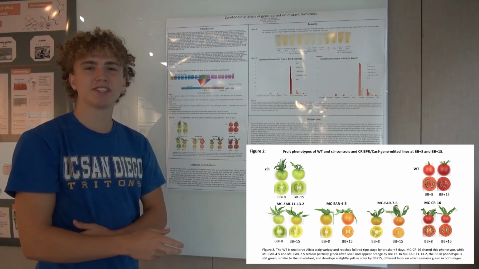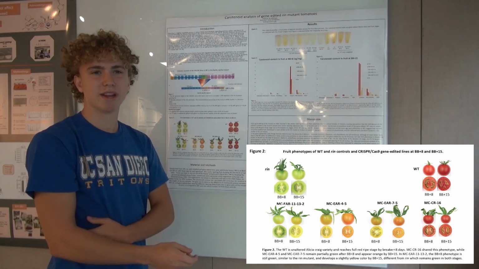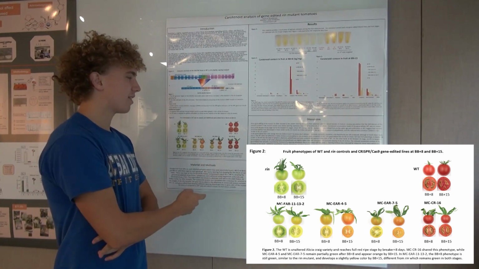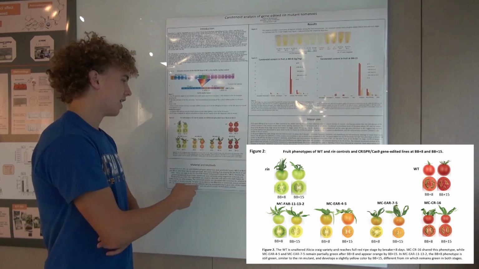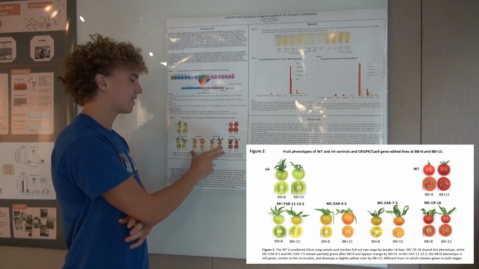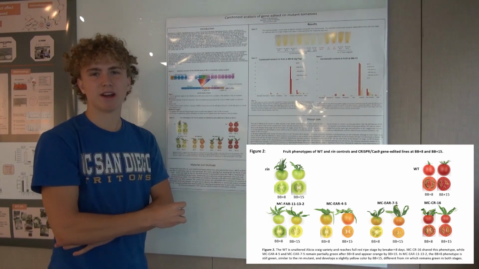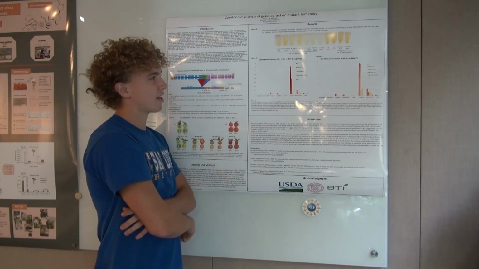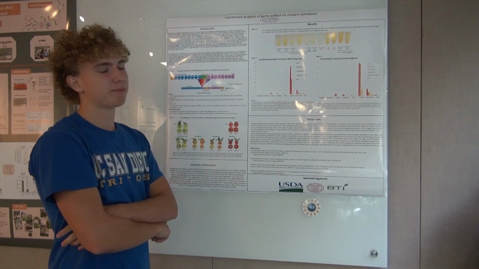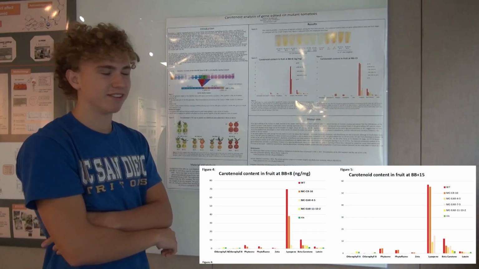The breaker stage is when the fruit initiates ripening. Eight days after that is when the wild-type tomato typically becomes red and ripe. So we took samples from that stage, as well as 7 days later at breaker plus 15. The results here came back from HPLC analysis of carotenoid levels.